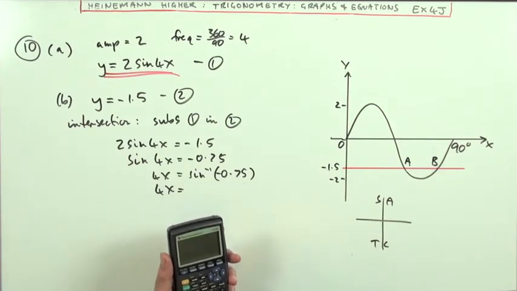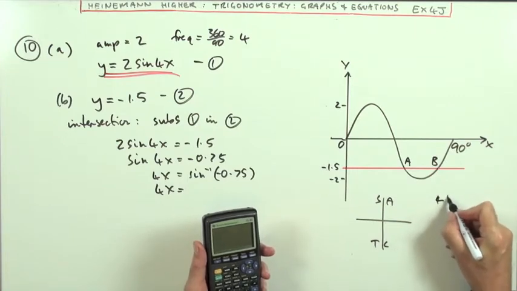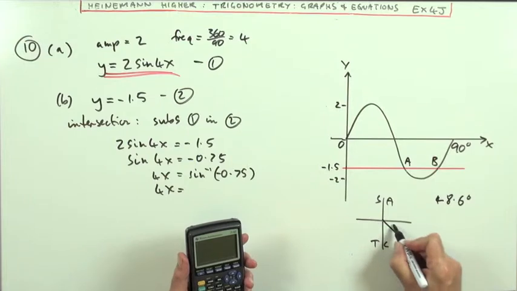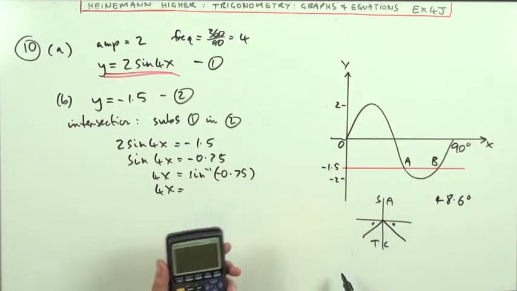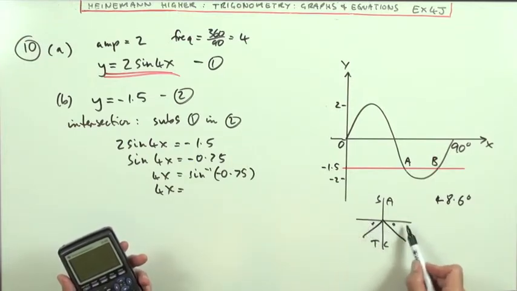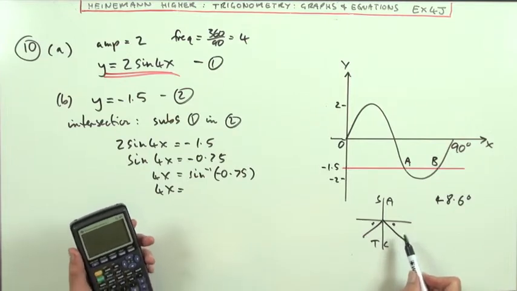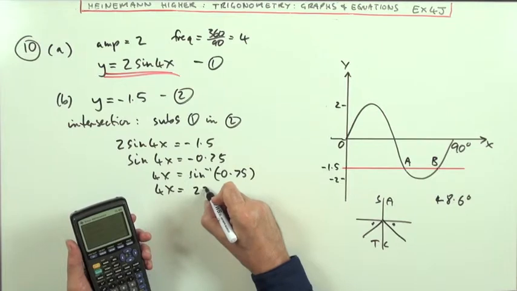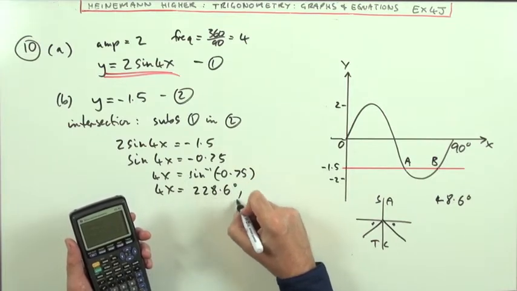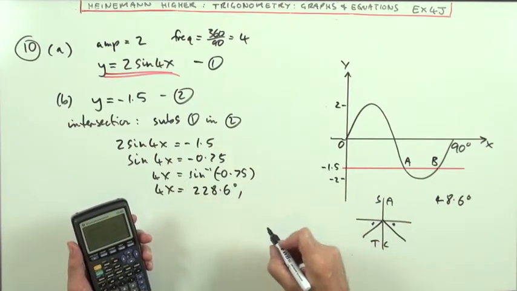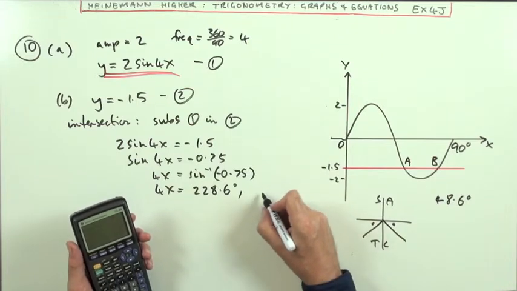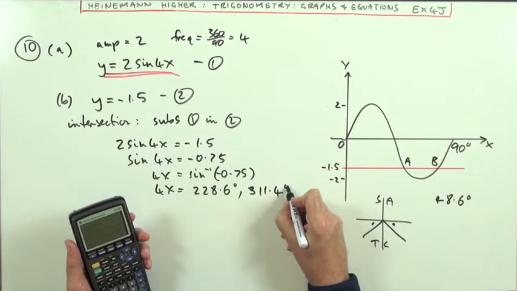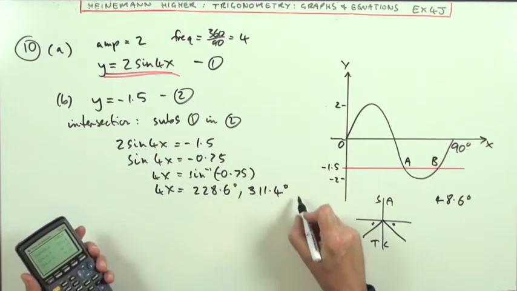And that's going to be 48.6 degrees. And if the sine is negative, it means it's either going to be there or there. It's going to be 180 plus it, or 360 minus it. So 180 plus it is going to be 228.6 degrees, and 360 minus it is going to be 311.4 degrees.